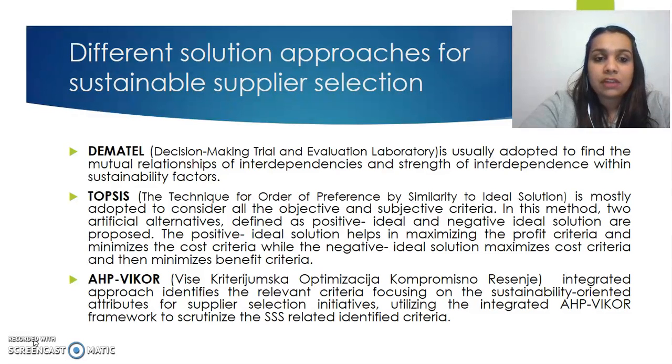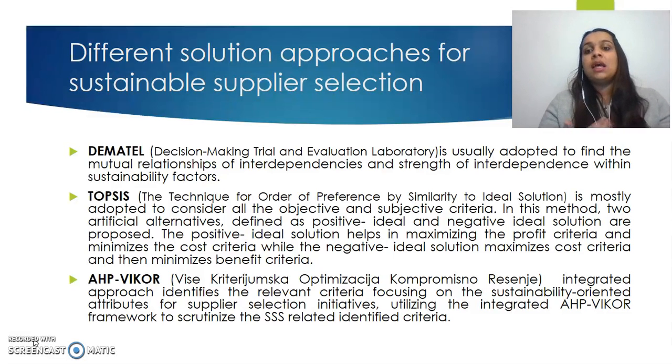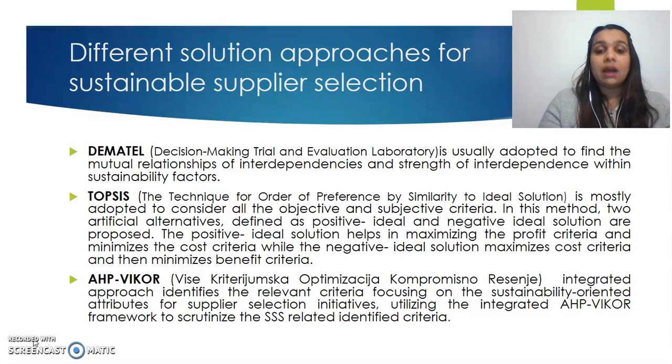TOPSIS is an abbreviation for the technique for order of preference by similarity to ideal solution. This is mostly adopted to consider all the objective as well as the subjective criteria. In this method, two artificial alternatives known as positive ideal and negative ideal are basically proposed. The positive ideal solution maximizes the benefit and minimizes the cost criteria, whereas the negative ideal solution maximizes the cost criteria and minimizes the benefit criteria.